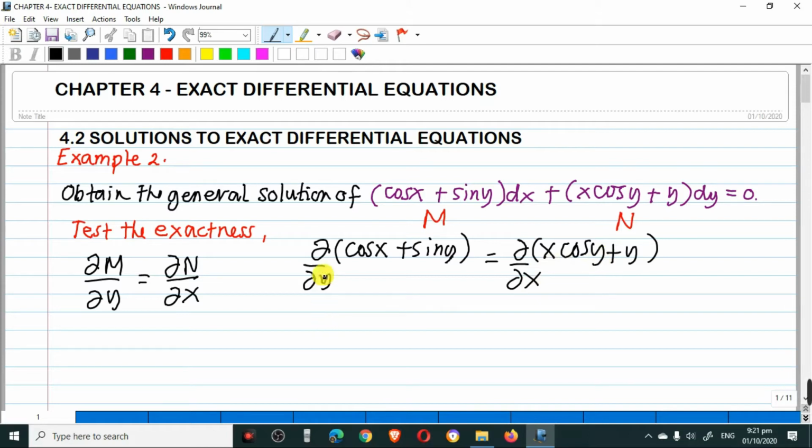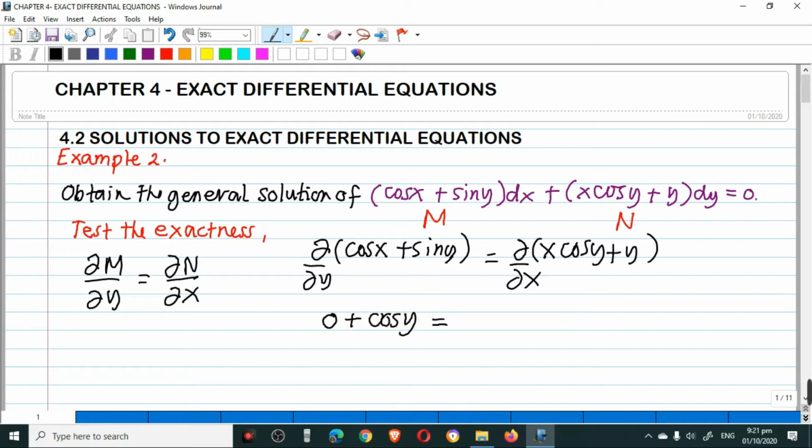So here, the partial derivative of cosine of x with respect to y, since that is x, is a constant, or simply equal to 0. The derivative of sine of y is equal to cosine of y. That is the derivative of the left side.